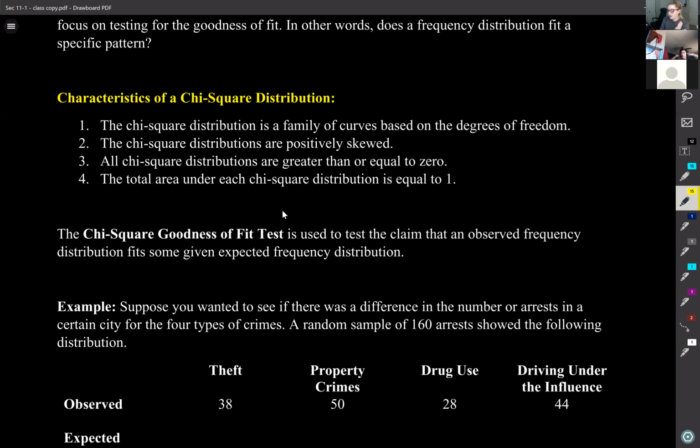They're all greater than or equal to 0. So instead of having a normal distribution that's symmetric across 0, where we have positive and negative values on both sides, we only deal with things that are positive. It literally only lies on the positive side of the x-axis. It's also positively skewed.